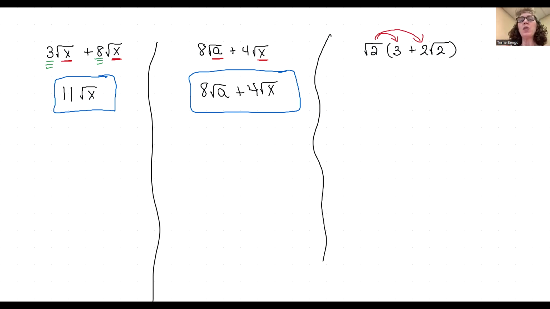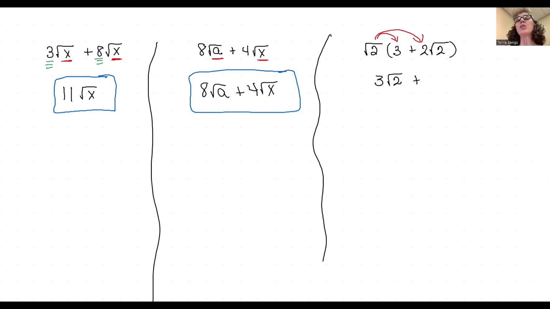We are going to distribute that square root of 2 to each thing inside. So when we do that, we say square root of 2 times 3. We'll always put our whole number first, so we have 3 square root of 2. We can't multiply those two together because one's inside the radical and one's outside the radical. Okay, so we have plus square root of 2 times 2 square root of 2.